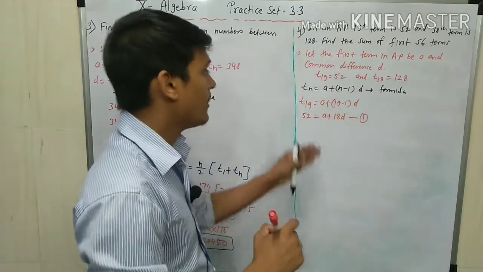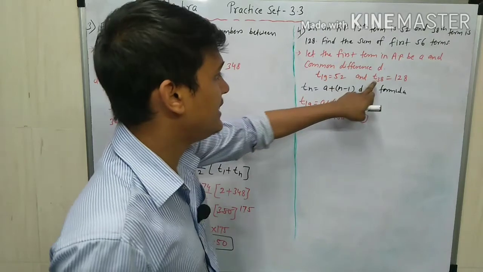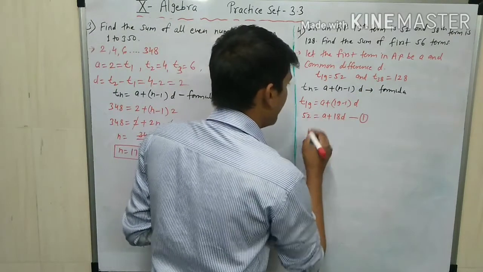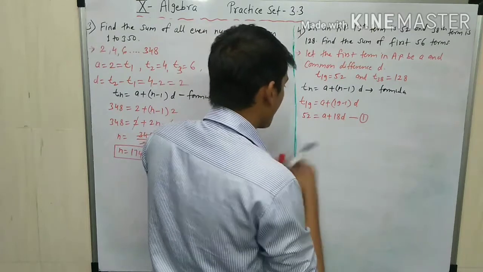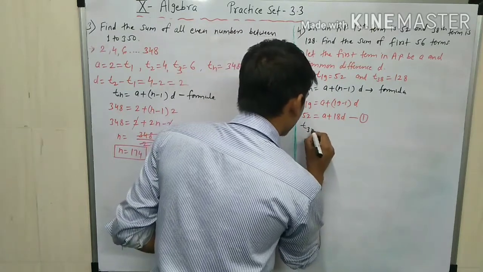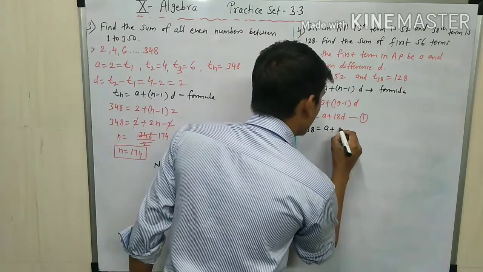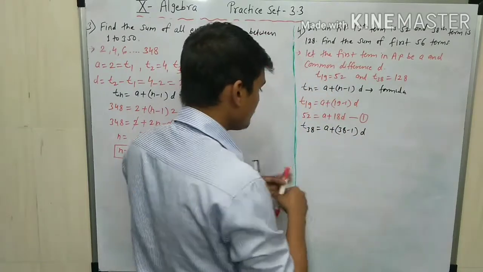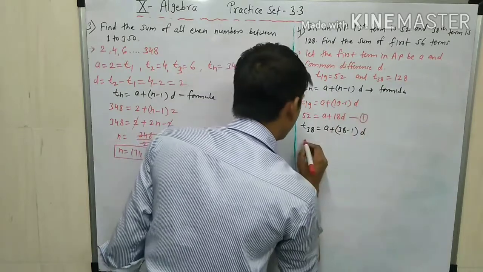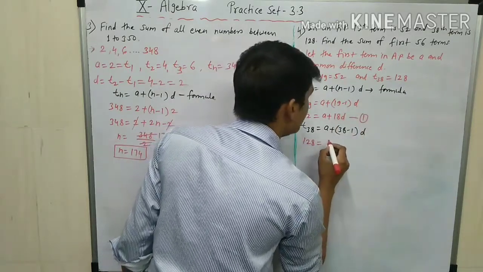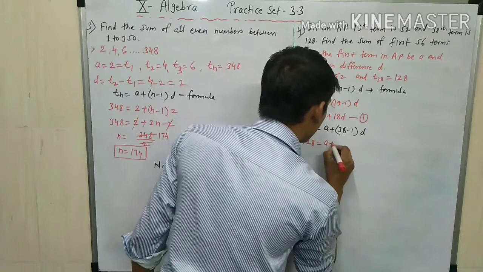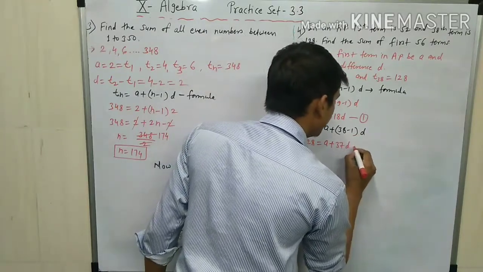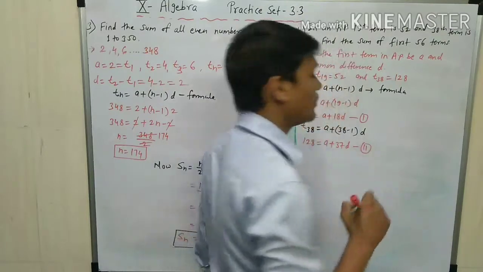Understood? Now second we can find out T38. T38 is equal to A plus 38 minus 1 times D. The T38 value is 128. So 128 is equal to A plus 37D. This is your equation number 2.